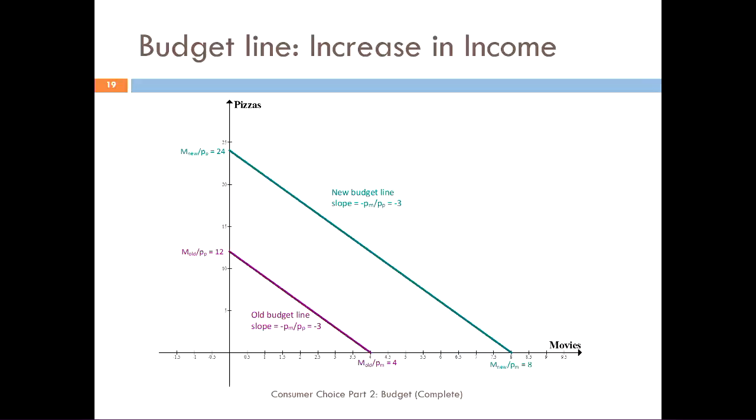That's the kind of deep thoughts you come for. More income is good. Okay. But that's what it looks like on a diagram. Horizontal intercept of 8, vertical intercept 24, but the same slope as before.